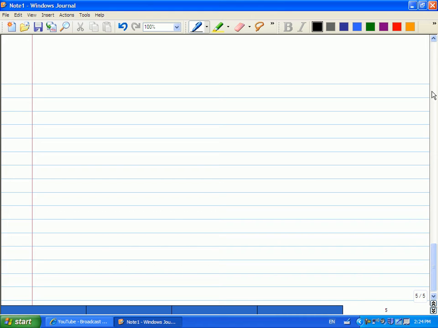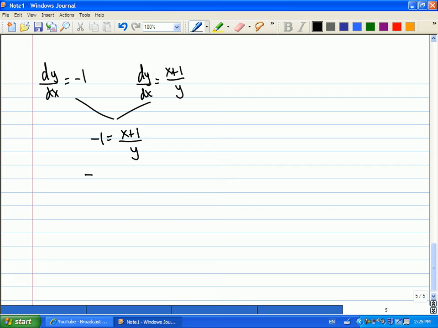This one says, find all the spots where the derivative equals -1. So here's our equation, x plus 1 over y. Really what we're saying is, if we put these two things together, we want -1 to be x plus 1 over y. That gives me an equation: -y equals x plus 1.